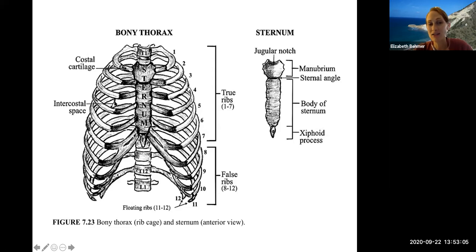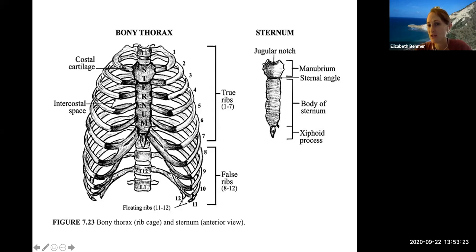The intercostal space: when you hear the word costal, that has to do with ribs, and inter means between. So this is a space between ribs. The costal cartilage are the pieces of cartilage that connect all of your ribs to the sternum. The sternum is your breastbone.